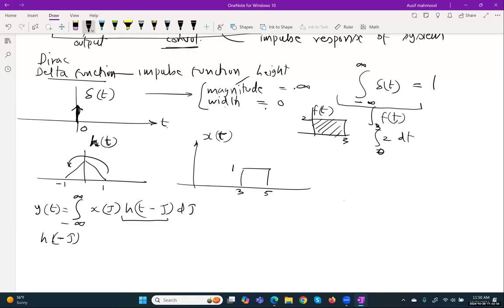Because see, if x is 1, it will be the same as x of -1. If x is -1, it's the same. So basically, think of it this way. If I had something like this, suppose this is g of t, what will be g of minus t? It will get flipped along the y-axis, okay?